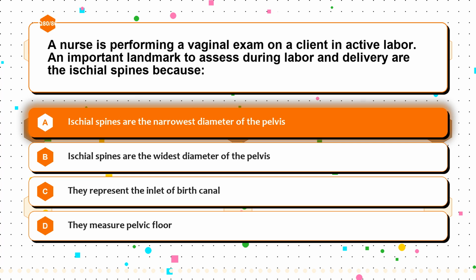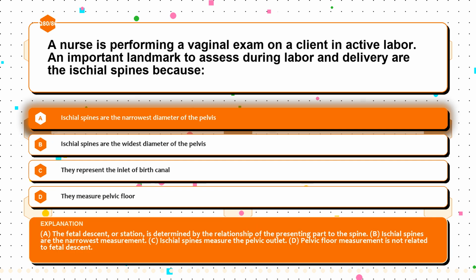The correct answer is option A. Ischial spines are the narrowest diameter of the pelvis. The fetal descent or station is determined by the relationship of the presenting part to the spine. B. Ischial spines are the narrowest measurement. C. Ischial spines measure the pelvic outlet. D. Pelvic floor measurement is not related to fetal descent.